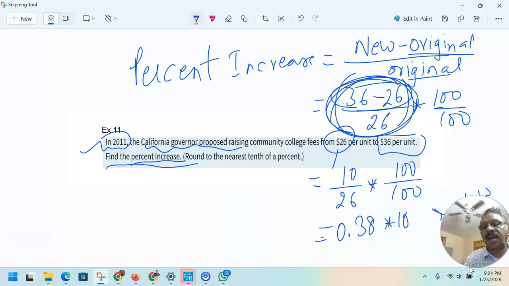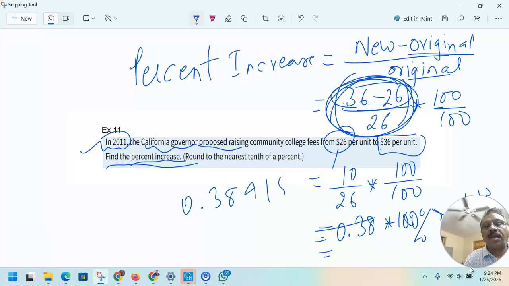Instead of writing, I'll just write 100% here. And then you multiply, so it is 0.384615, which is about 38.46%.